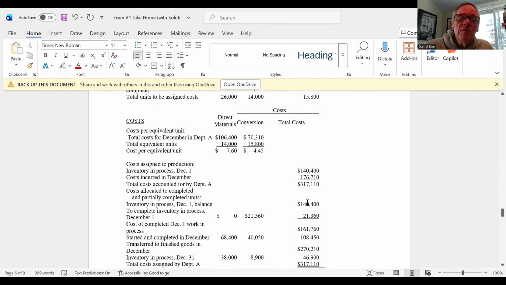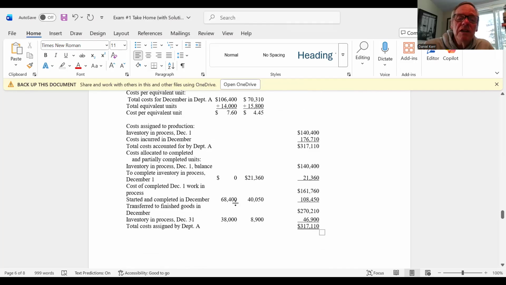So here is your inventory in process. These are the costs incurred. So here's the total cost to account for. How do you account for the $317,100? Well, you had beginning inventory of 140,400. And then you had to complete that beginning inventory, and the beginning inventory that you completed was 0 with respect to materials and 21,360 with regard to additional conversion costs.